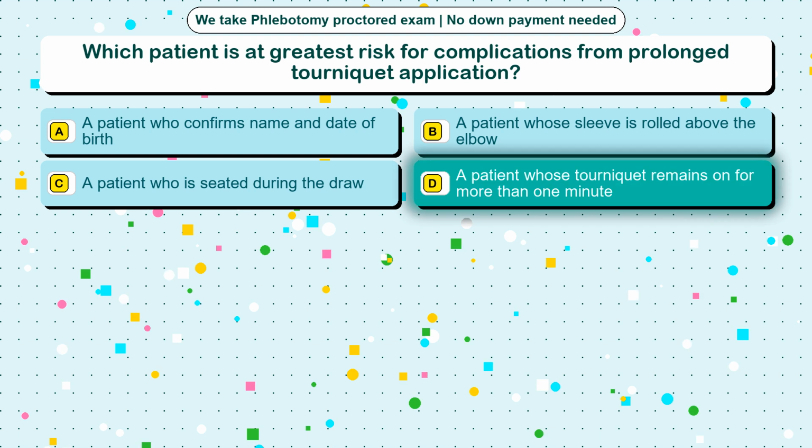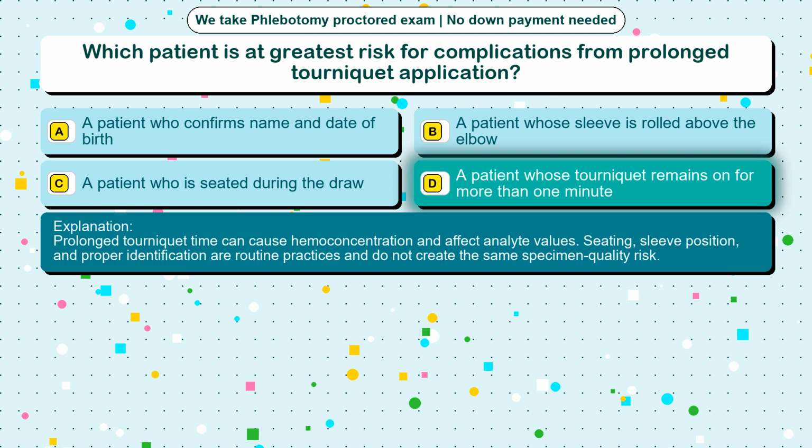The correct answer is option D, a patient whose tourniquet remains on for more than 1 minute. Prolonged tourniquet time can cause hemoconcentration and affect analyte values. Seating, sleeve position, and proper identification are routine practices and do not create the same specimen quality risk.